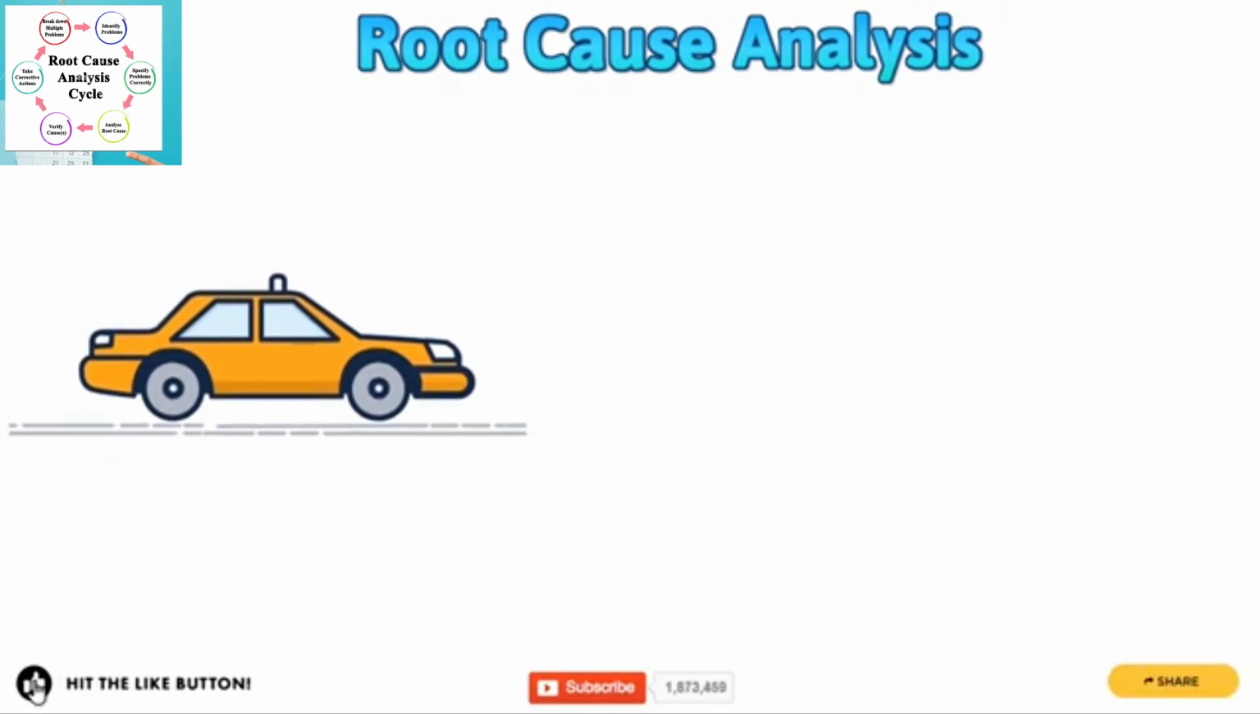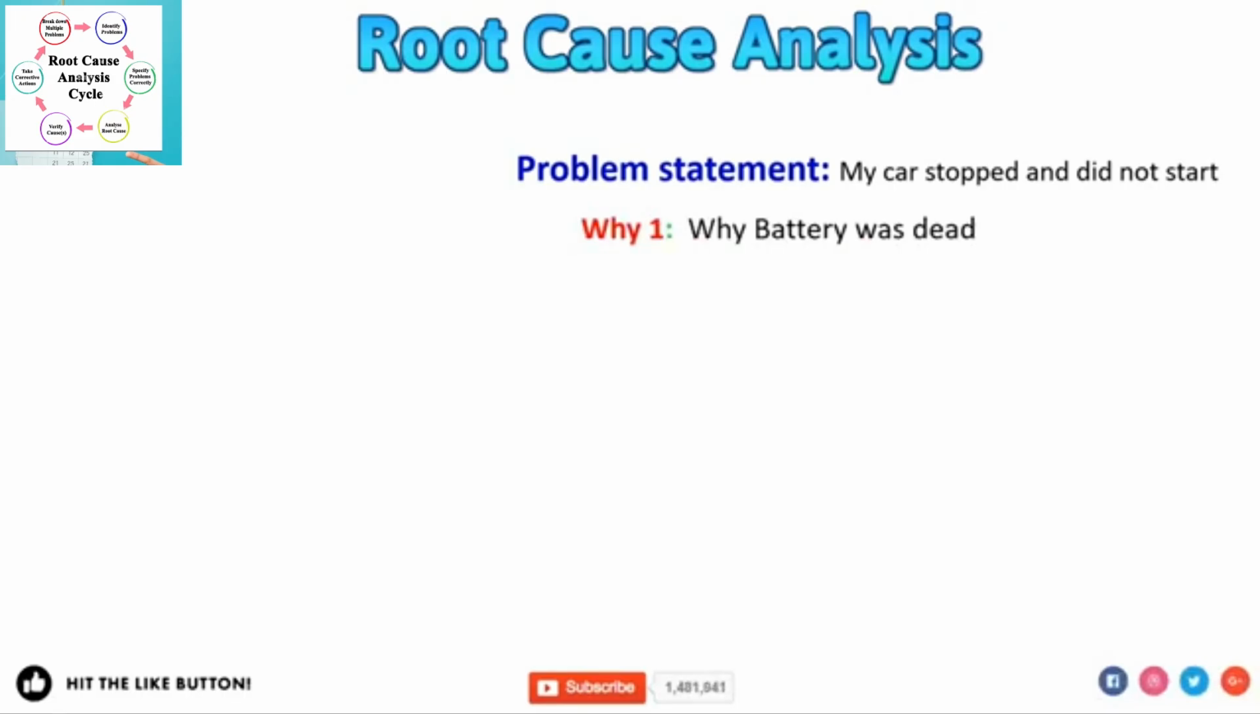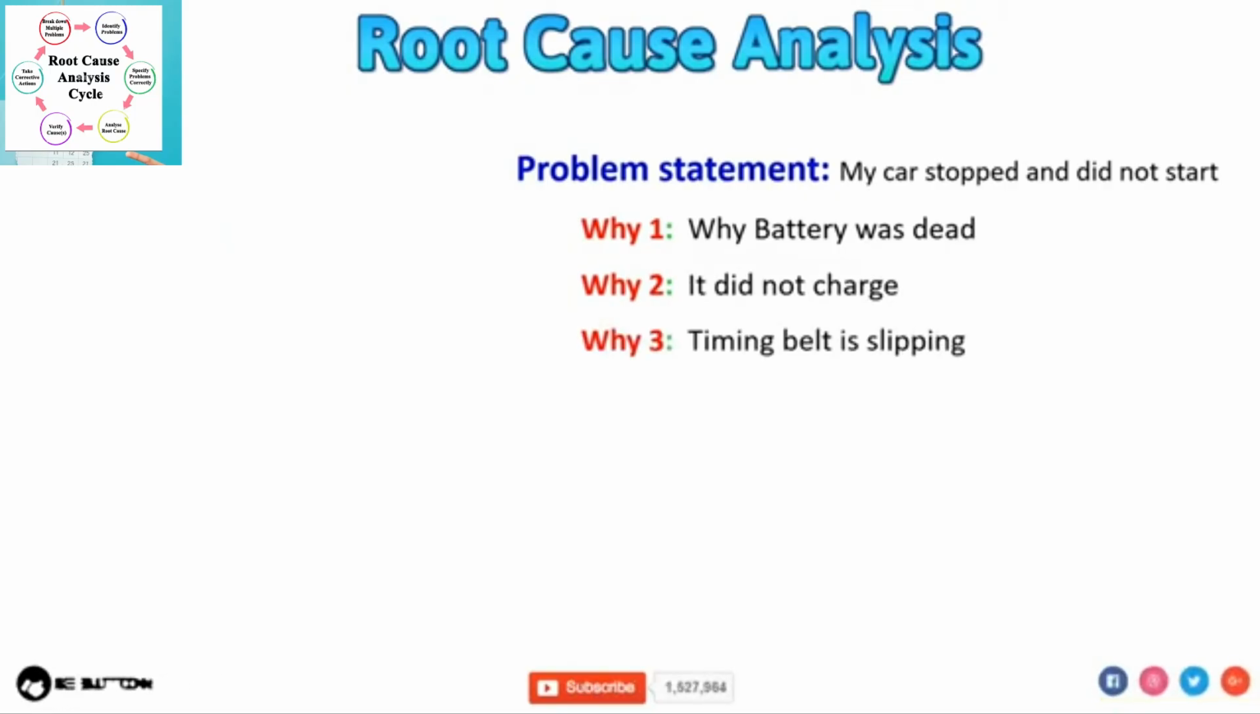Let us take another example. My problem statement says that my car stopped and did not start. Okay, so we'll use this 5 Why technique here. We'll use the first question: why did your car stop and not start? Because my battery was dead. Okay, why was your battery dead? Because it did not charge. Okay, why was your battery not charging?